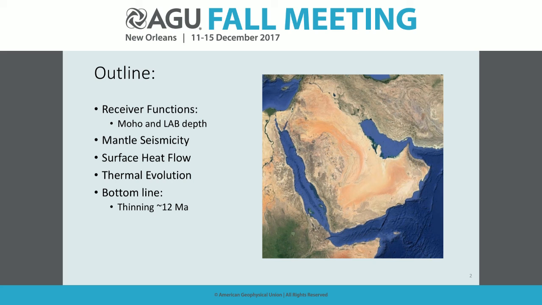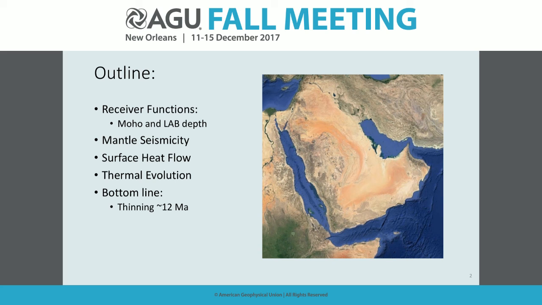Here you can see my outline, where in order to constrain the depth to the MOHO and to the lithosphere-asthenosphere boundary, I've used P-wave receiver functions. After that, I will go into this really unusual mantle seismicity that we observe. And then from that, we will move on to look at surface heat flow measurements along the Arabian Shield. And all of these things get fed into a thermal model for the evolution of the lithosphere beneath Harrat Lunayyir. And really, the bottom line here is that we use this to constrain the timing of thinning to have completed within about 12 million years of today.